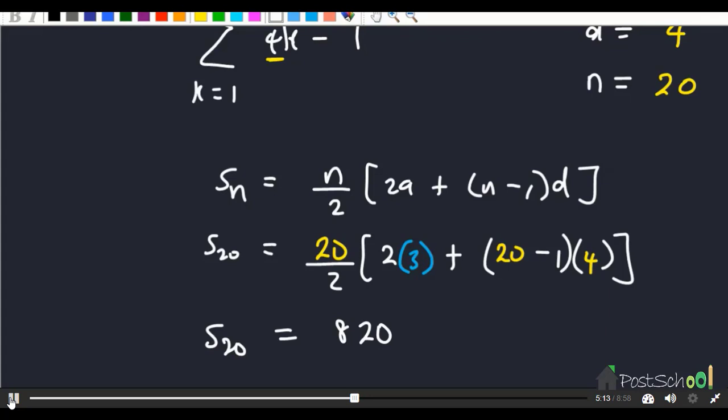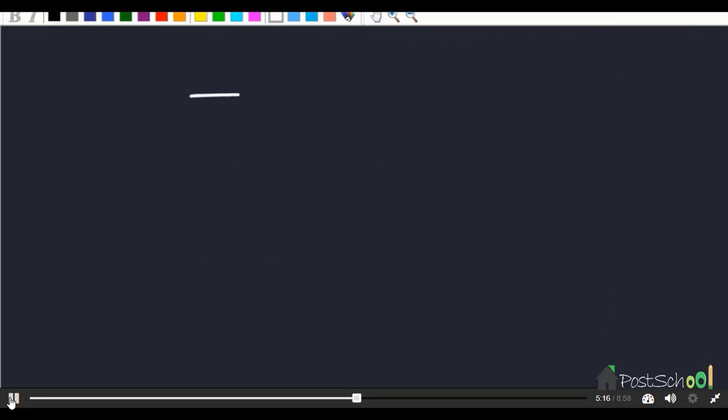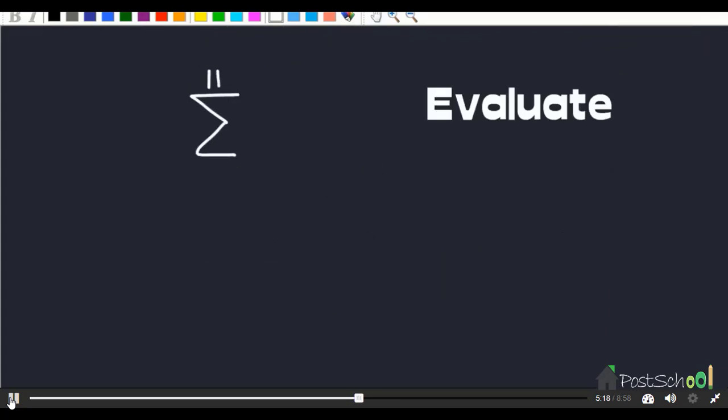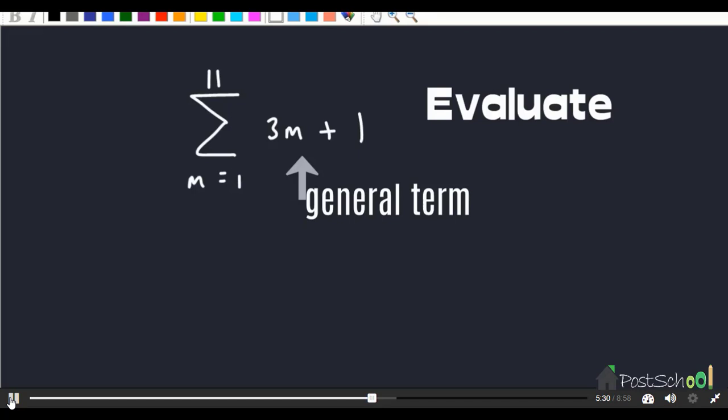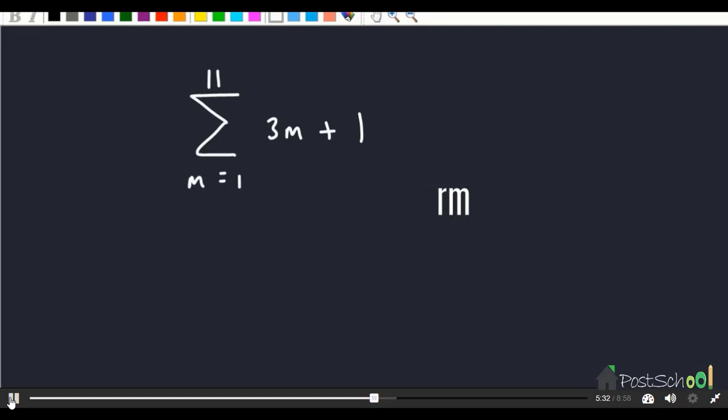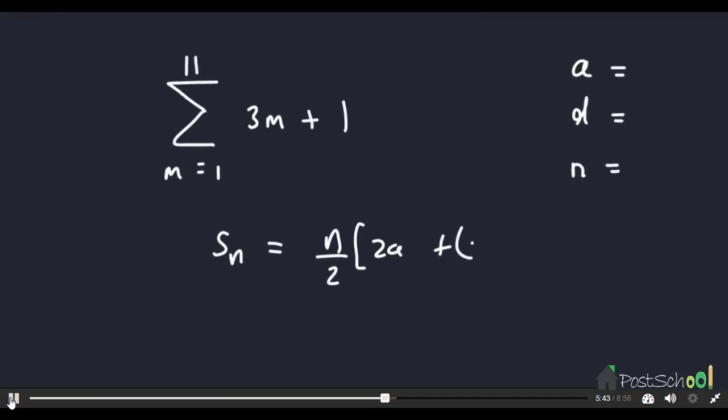Okay, let's look at a different example. Again, we want to evaluate this. It's going to be 11, and this is going to be m equals 1, and this is going to be 3m plus 1. Again, you can see in this instance I'm using m, but this is still the general term of this series. Again, I need just three things: a, d, and n, so that I can plug in on my formula and see which answer I get.